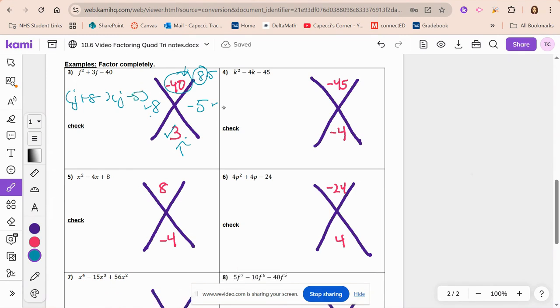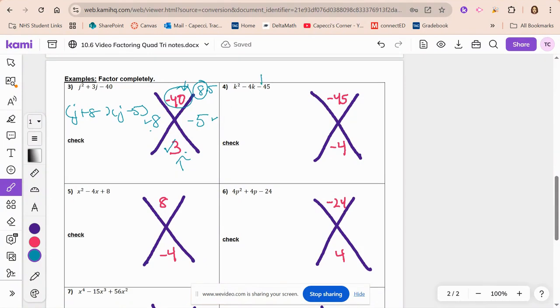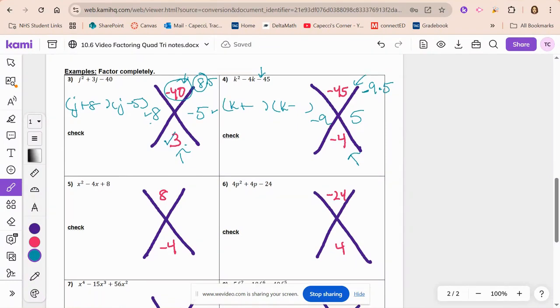Okay, moving on to our next one. Again, my last sign's a negative, so I know I'm going to have one of each, a positive and a negative. So again, factors of 45 that when I add, I get negative 4. I'm going to go 9 times 5. One of them needs to be a negative in order to get me negative 45. This negative is going to go to my higher factor, so negative 9 times 5 gives me negative 45, and negative 9 plus 5 gives me negative 4, so I'm all set. So my negative is going to go with my 9, and my positive is going to go with my 5.